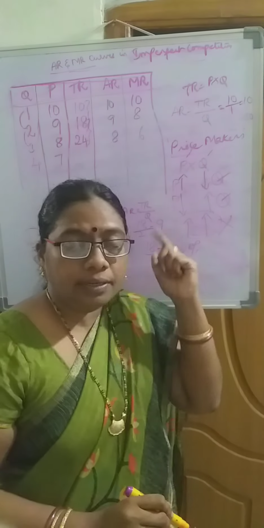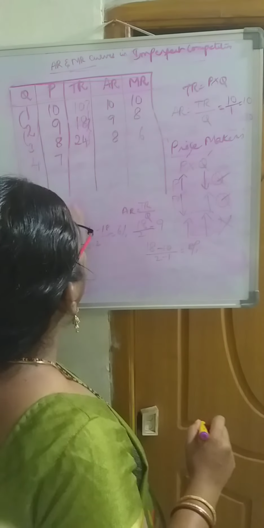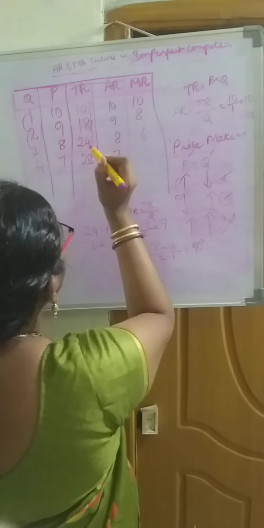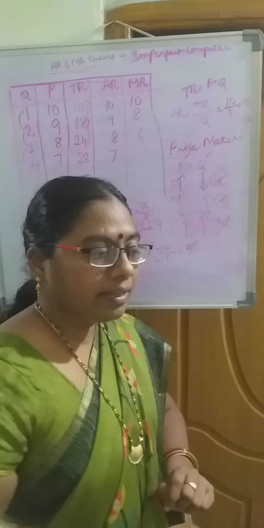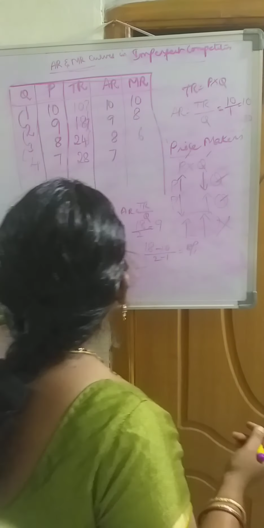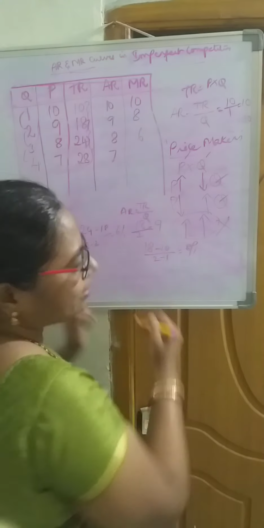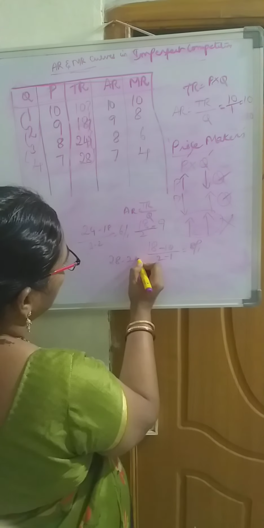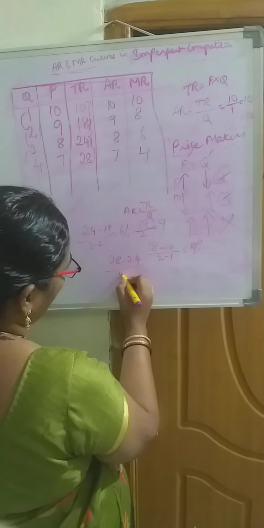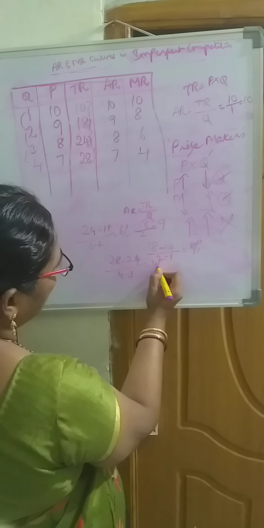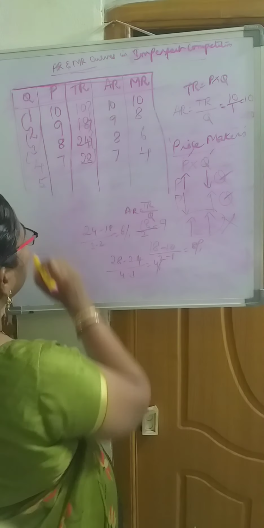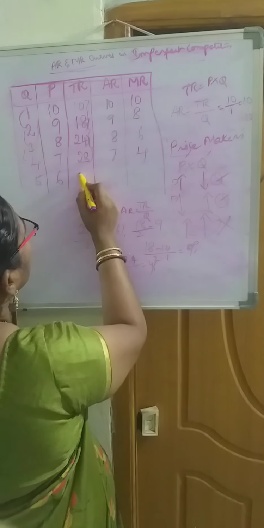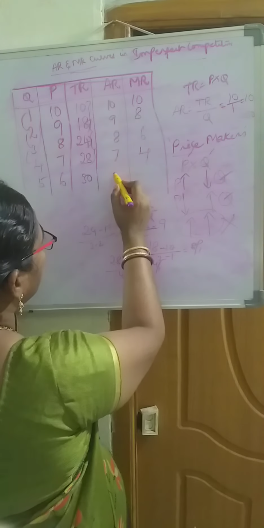Okay. When you are increasing the quantity, automatically the price is getting reduced. 4 into 7, 28. 28 by 4, 7. When the seller is selling the fourth item, the extra amount he is getting is 4 rupees. 28 minus 24 by 4 minus 3, that is equal to 4 by 1. Okay, fifth unit. 5 sixes are 30. 30 by 5, 6.